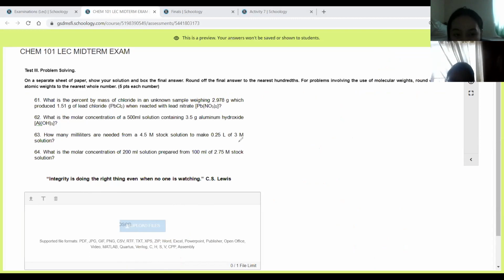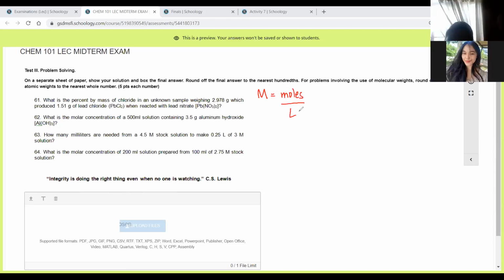What is the molar concentration of a 500 ml solution containing 3.5 grams aluminum hydroxide? So we will be computing for the molarity. That will be moles per liter. However, we still don't have the moles, so we have to compute for that. This is weight divided by the molecular weight. The weight given is 3.5 grams, while for the molecular weight, we have here aluminum hydroxide.